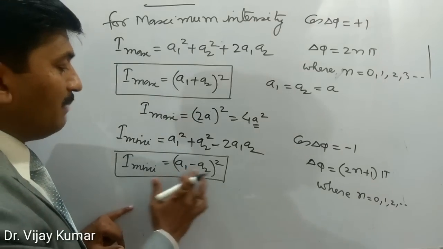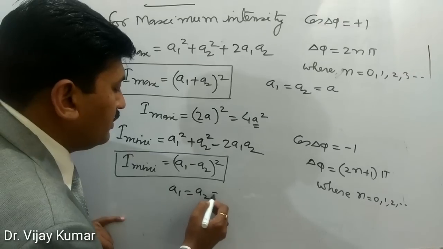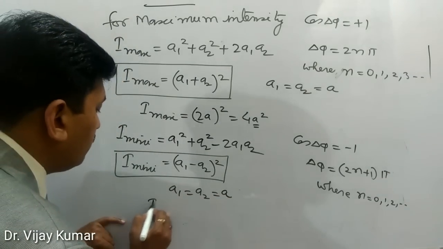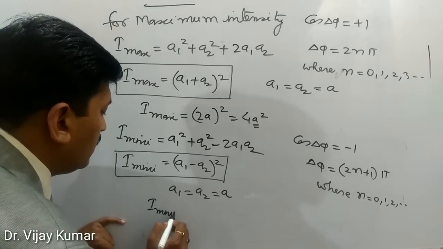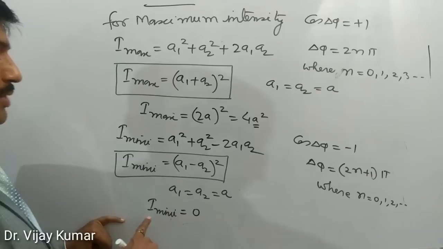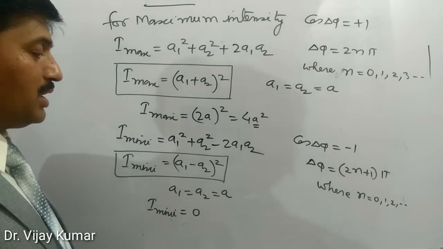In this case, if the amplitudes of both interfering waves are the same, like a1 equal to a2 equal to a, then the minimum intensity is (a - a) square, meaning 0. The minimum intensity should be 0. This is the case of minimum intensity.